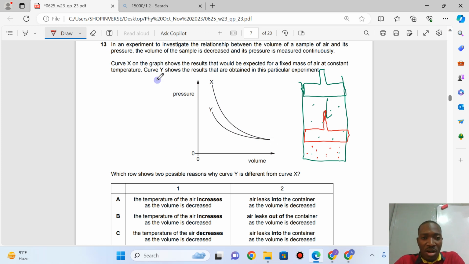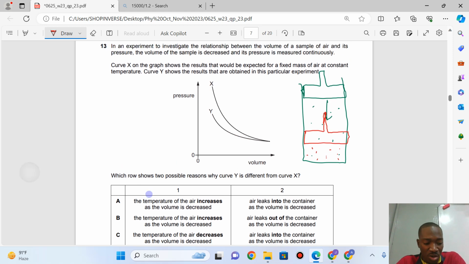Now, curve Y shows the results that are actually obtained. This is what we were expecting, but this is what we got. What could be the reason why we didn't get what we were expecting? That's what they are asking you here. Which row shows two possible reasons why curve Y is different from curve X? Question number 13.